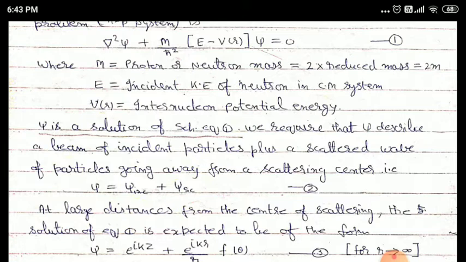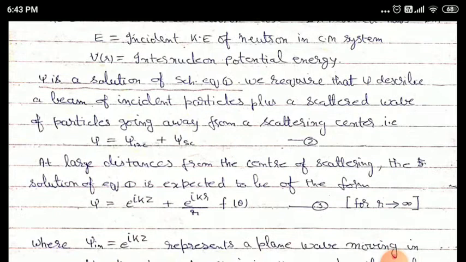And this can be written as psi equal to psi incident plus psi scattered, because we know that the total wave function must represent a certain part of incident wave and remaining part of scattered wave. At large distances from the center of scattering, the solution of equation 1 is expected to be of the following form: psi is equal to e raised to power i k z plus e raised to power i k r upon r multiplied by f(theta).